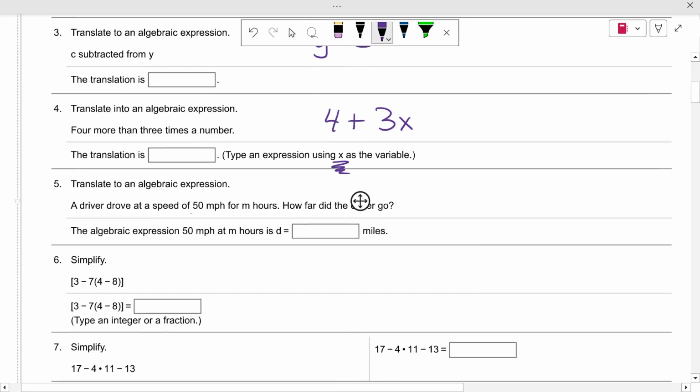A driver drove at 50 miles per hour for M hours. How far did they go? Well, 50 miles per hour for M hours. 50M is what you put in there.